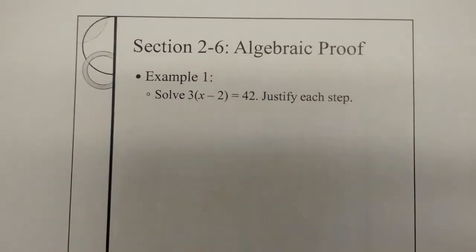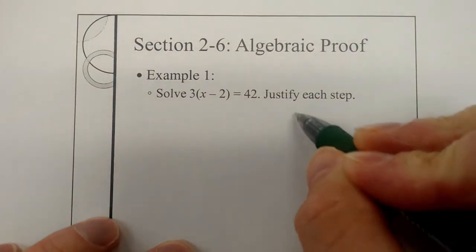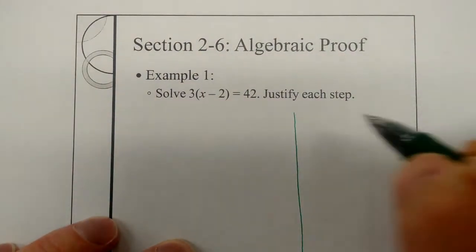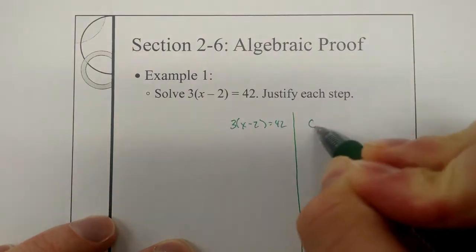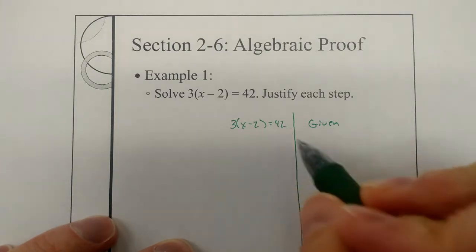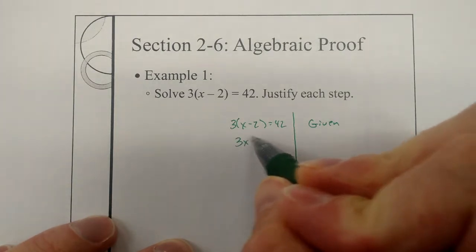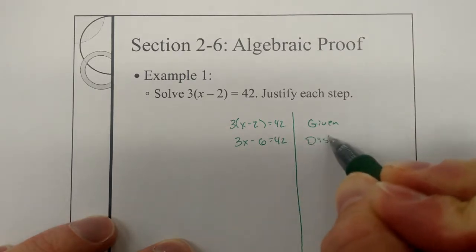So an example of this looks like this guy. Solve that equation, justify each step. That means you're going to need pretty much two columns, one for your math and one for the work. You always start with your given statement. To solve this, I have to multiply that 3 through. So that is the distributing.